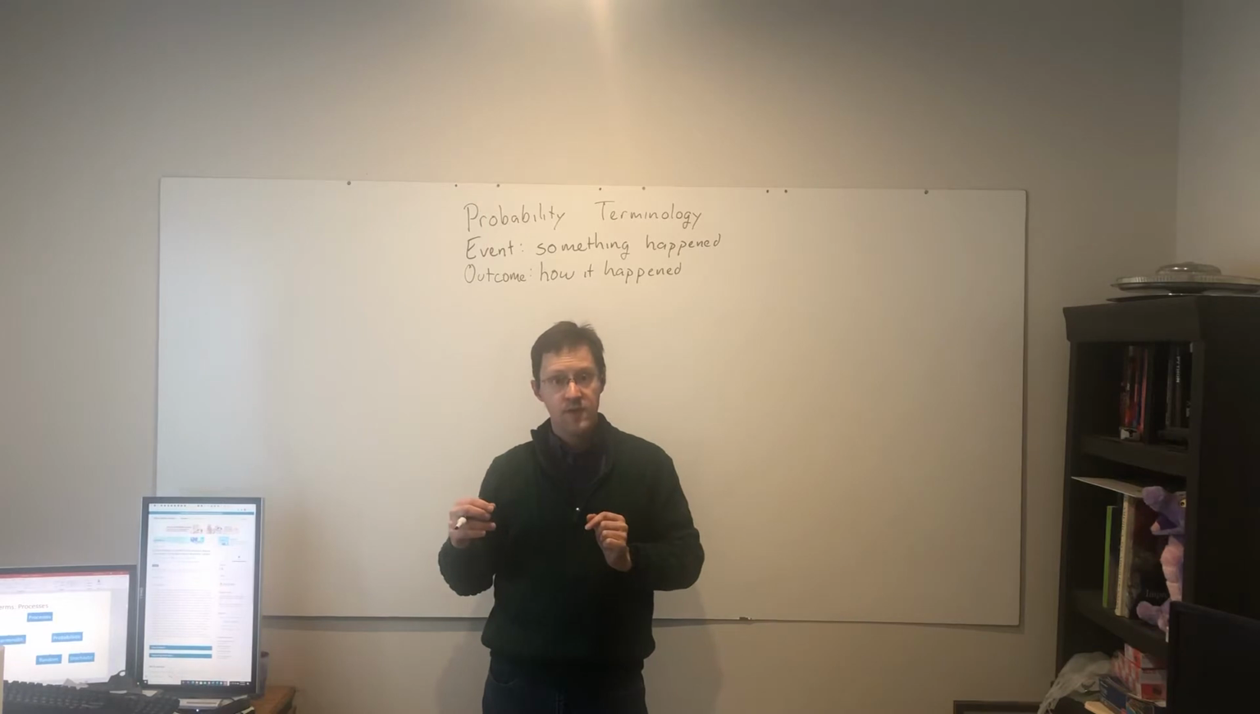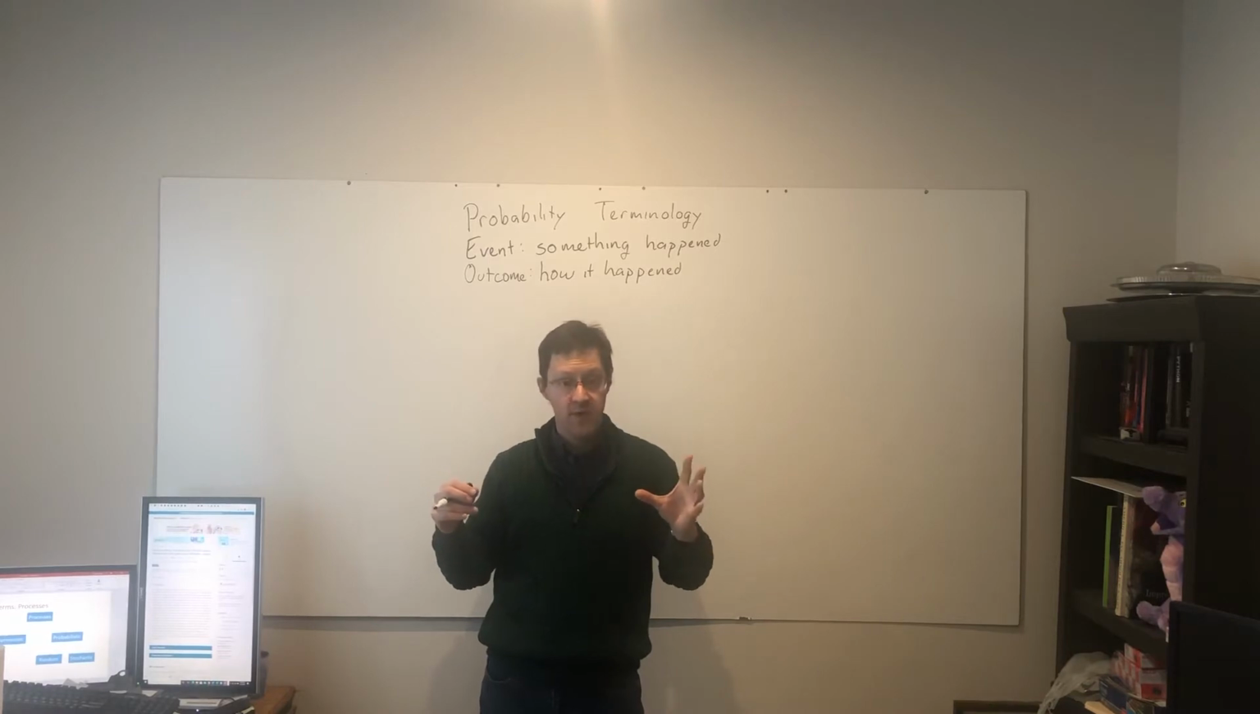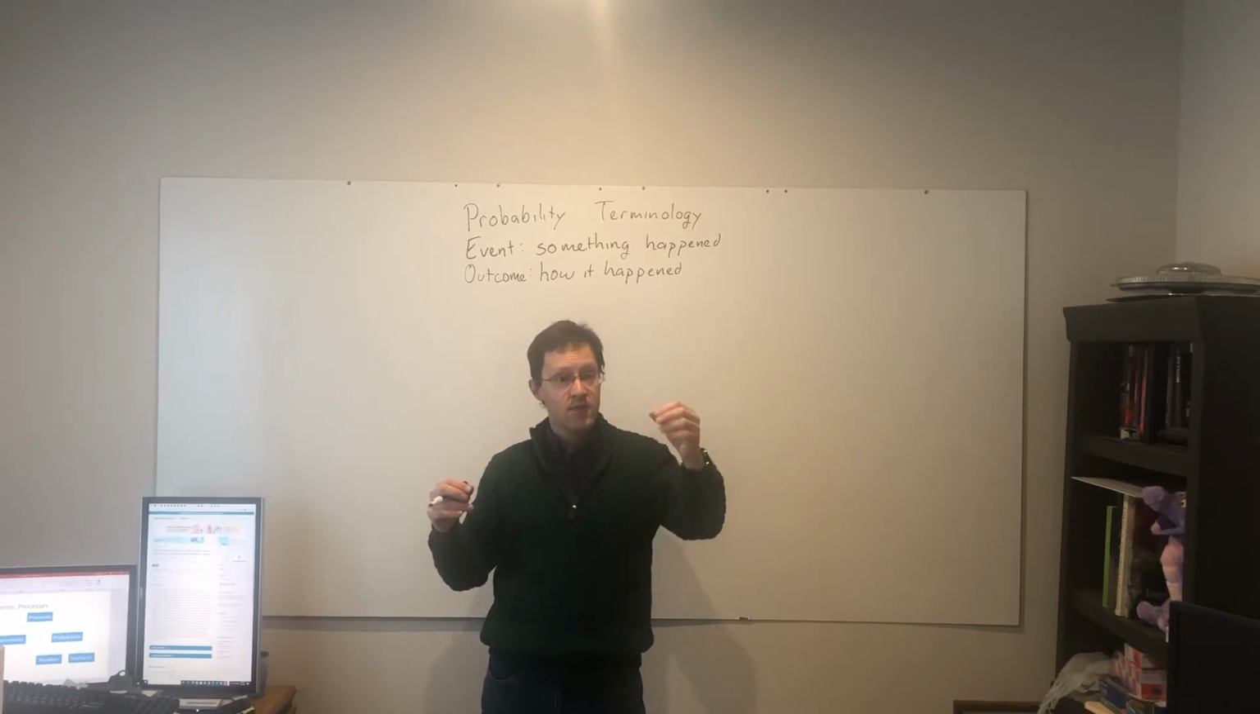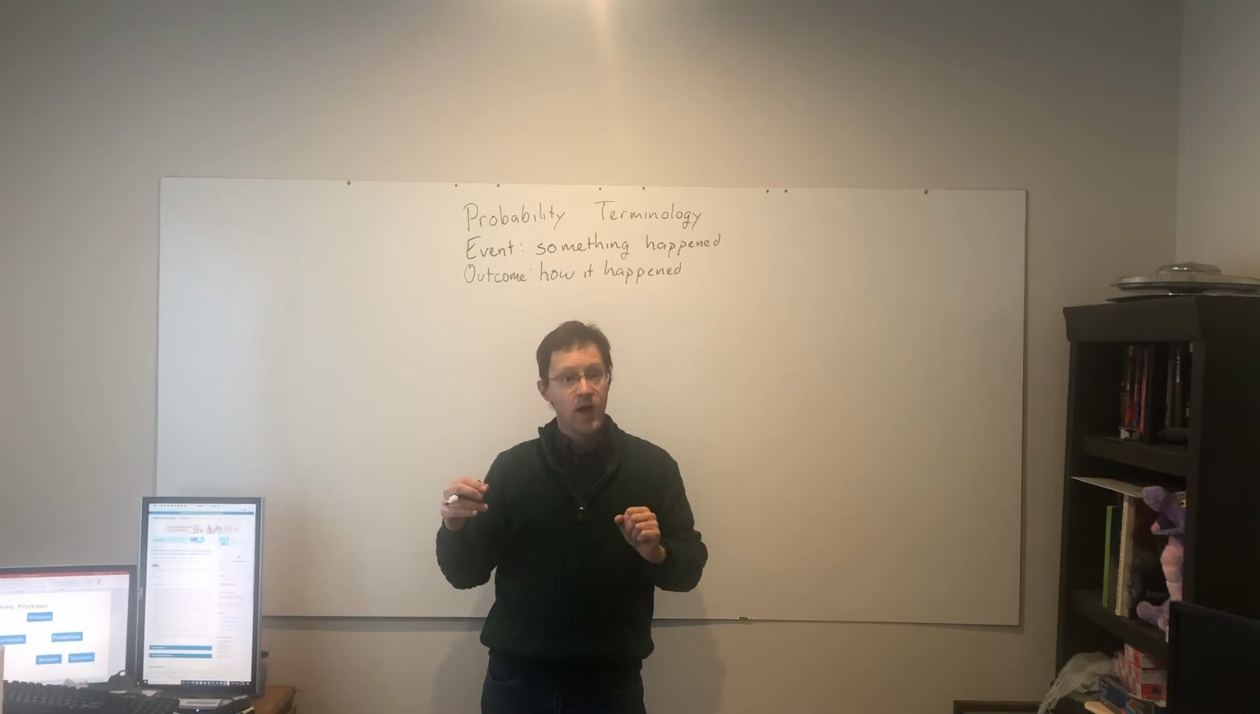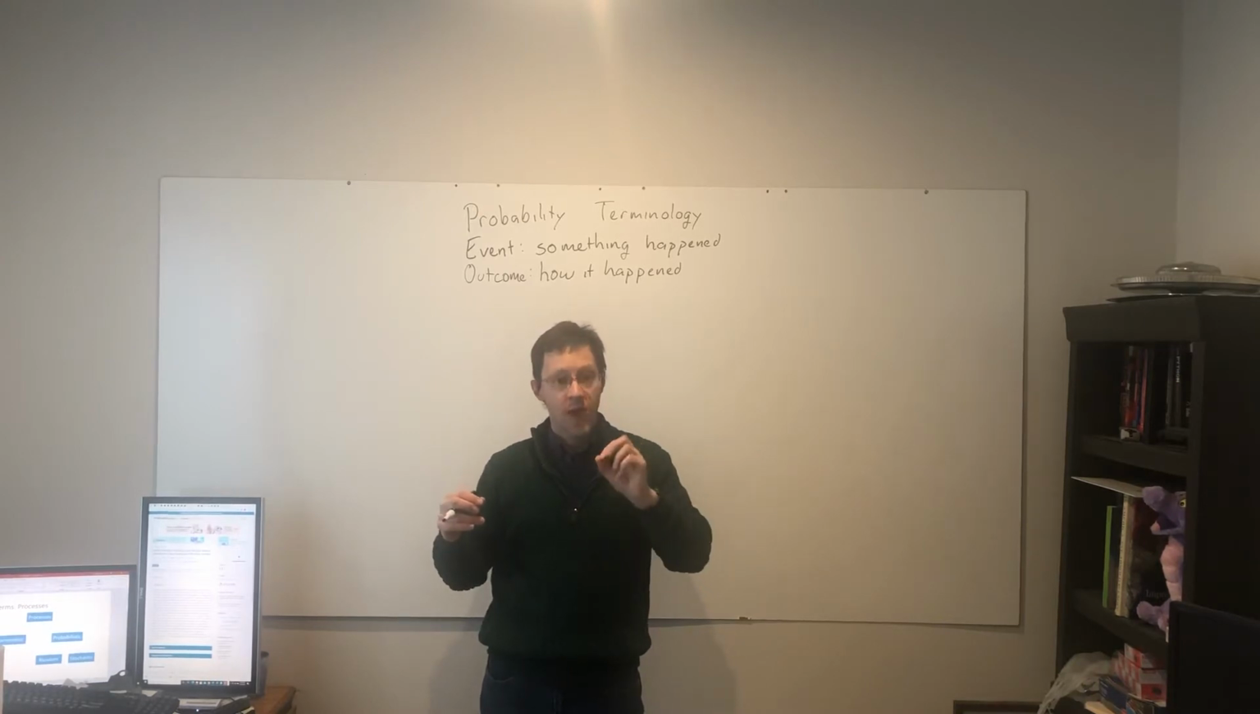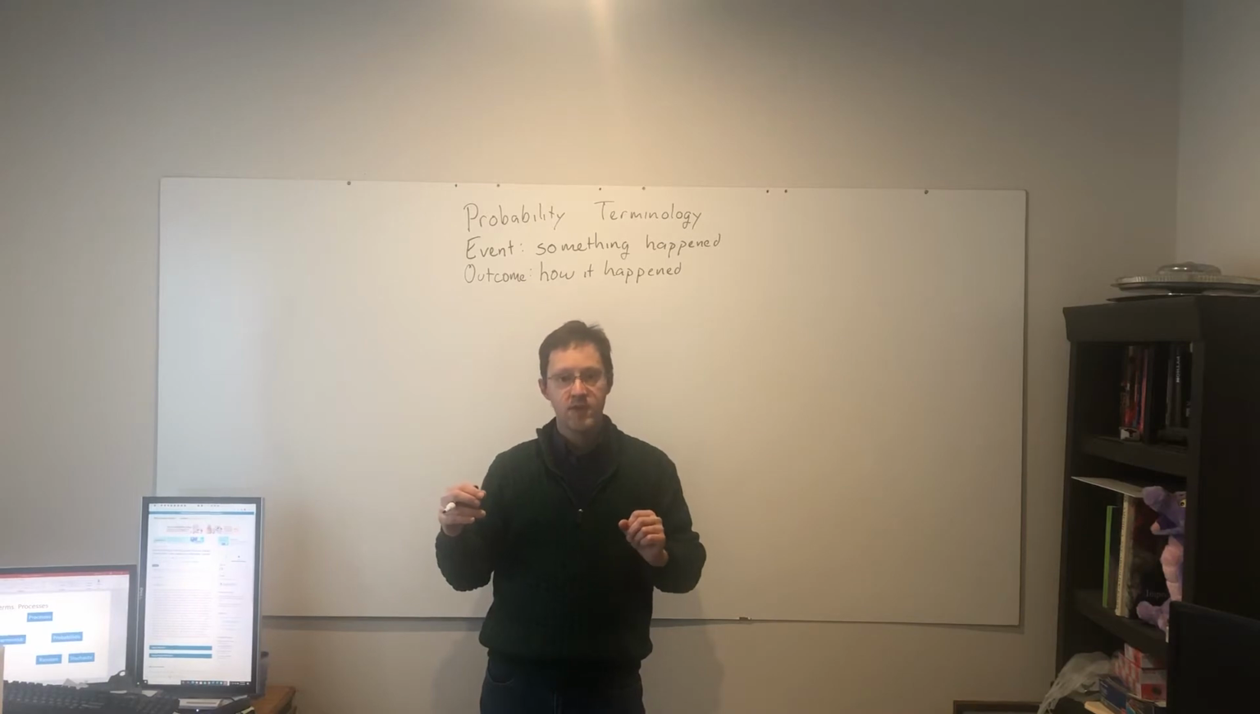Another example to illustrate: sometimes events themselves can be very rare, very unusual. An event could be falling out of the top window of a skyscraper. The outcome could then be considered whether you survive the fall or die from the fall.